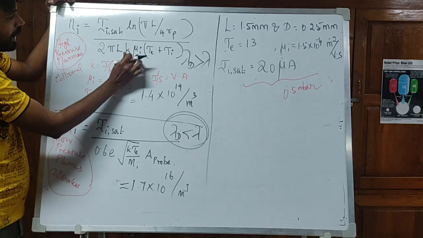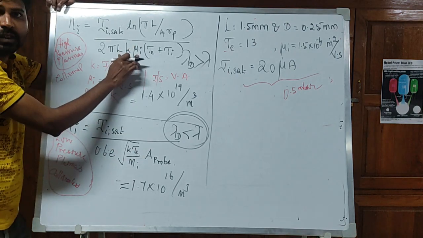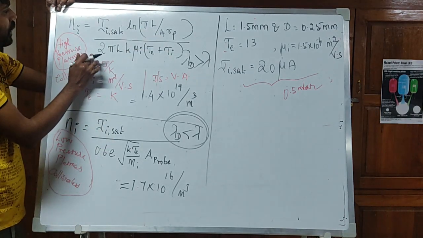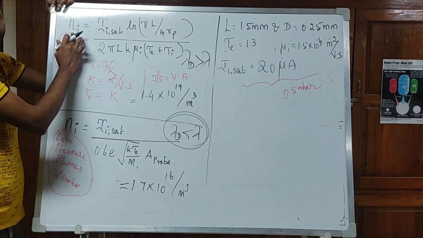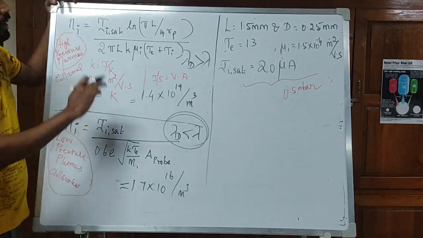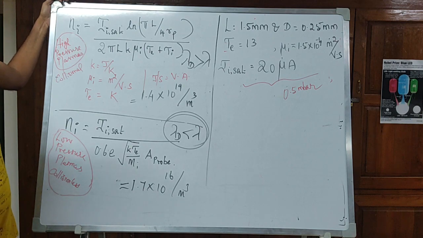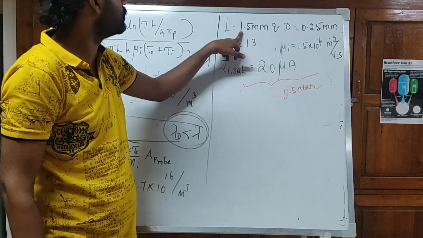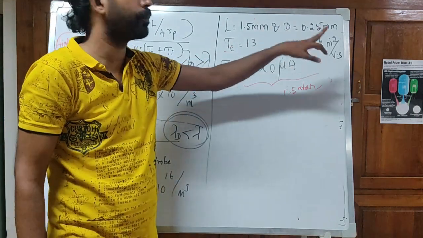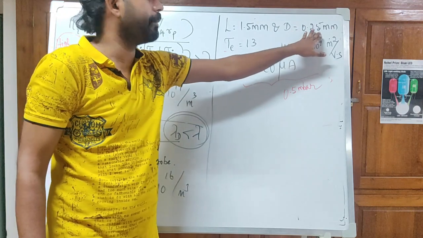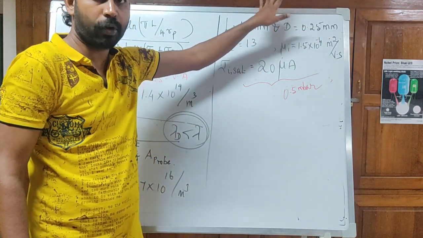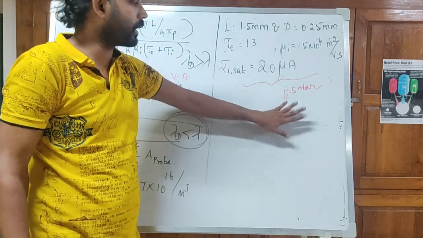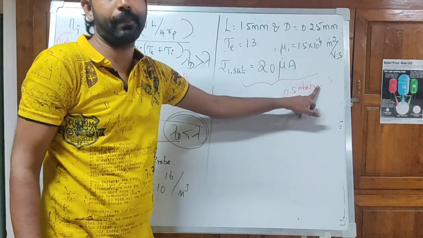Now, the main difference between these two equations is this mu_i, the mobility of ion. This expression is used to estimate the number density of ions in plasma. Now, what I did is, we used a probe of length 1.5 mm and diameter 0.25 mm. For this probe dimension, we took an IV curve for 0.5 millibar pressure condition.